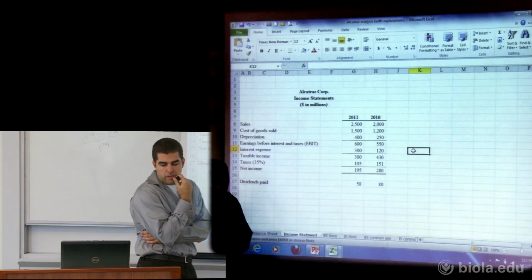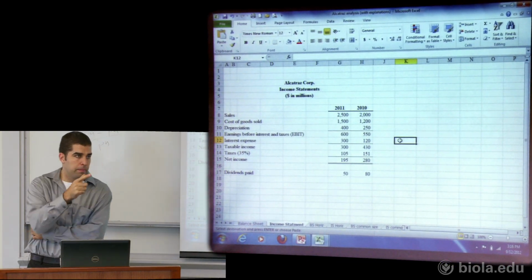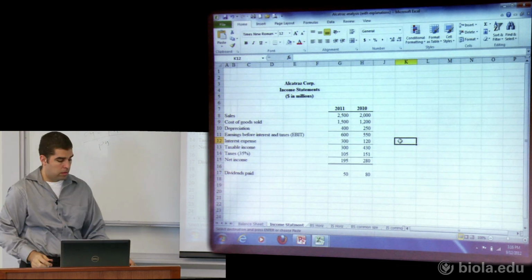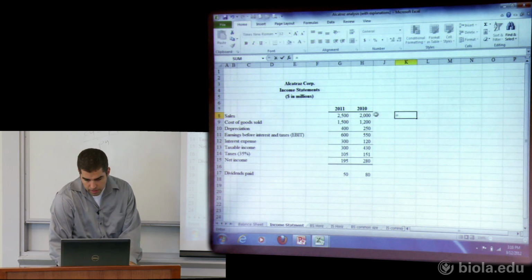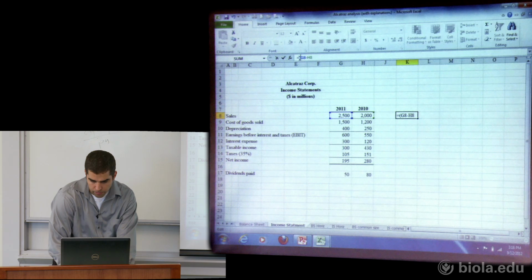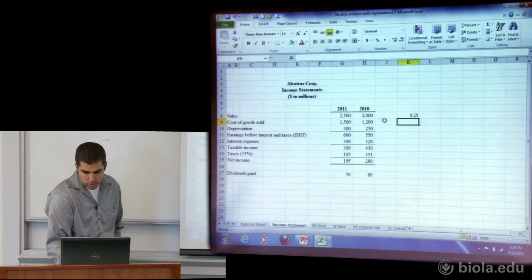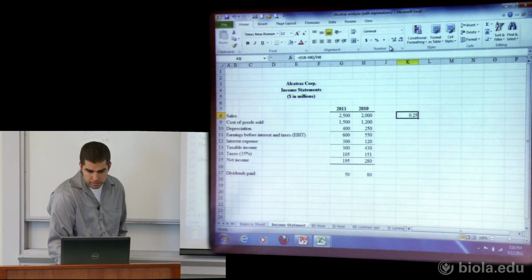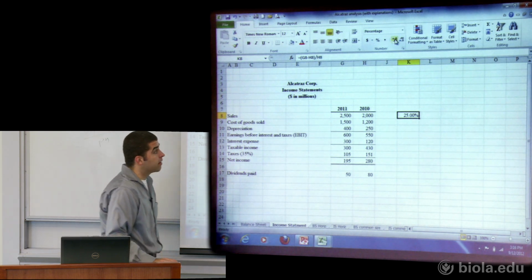What are we seeing year over year on our income statement? Anything big going on? Go ahead. We have a 25% increase in sales. So right here you did that cell, 2,500 minus that, let's put them in parentheses here, divided by the 2,000, and you got 25%. Very good. Most people would say if you're growing by 25%, that's a pretty good indicator there, year over year.